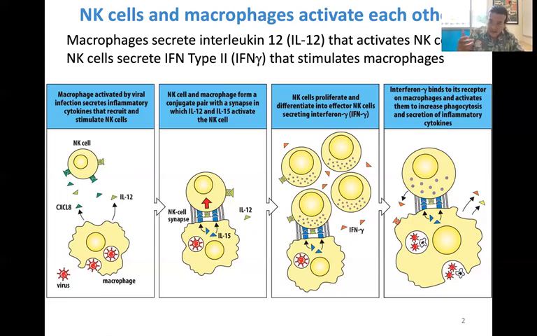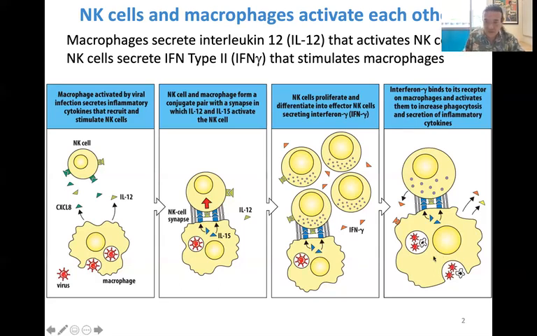So in a way, this is like a conversation, right? The macrophage on the left says, hey, natural killer cells, come here. I have something to tell you about, right? The natural killer cells come, right? They get the message, they activate, and in return, the natural killer cells are saying to the macrophage, hey, you're doing a good job, but it's really better if you start ramping up your activity.